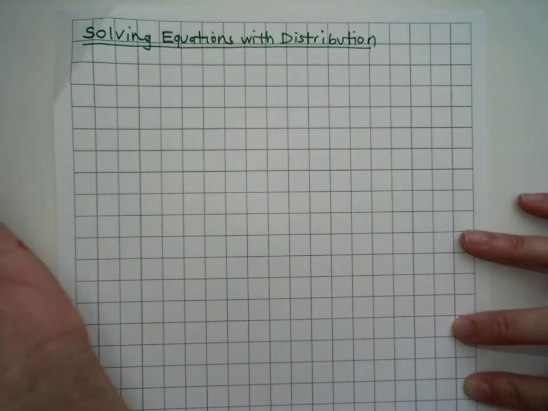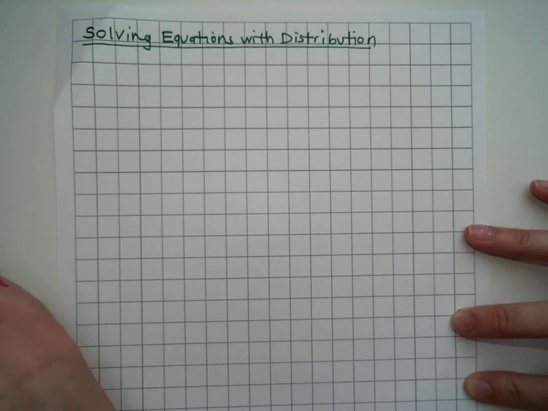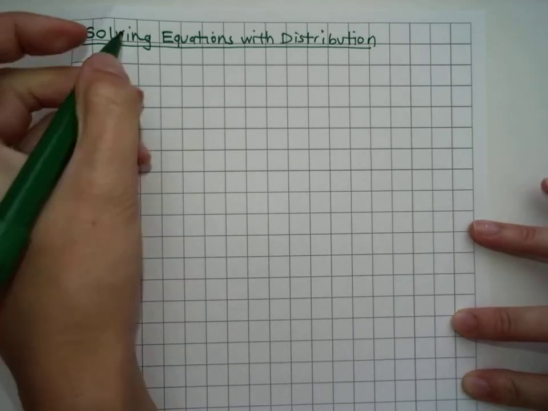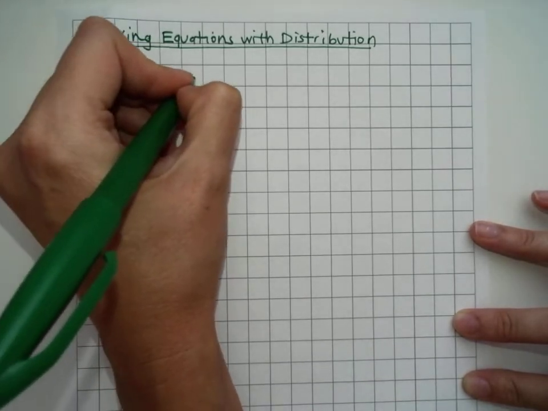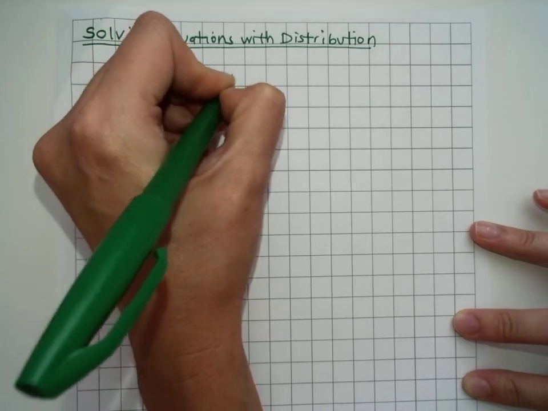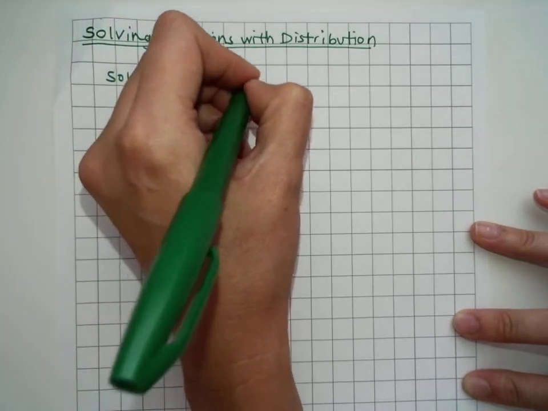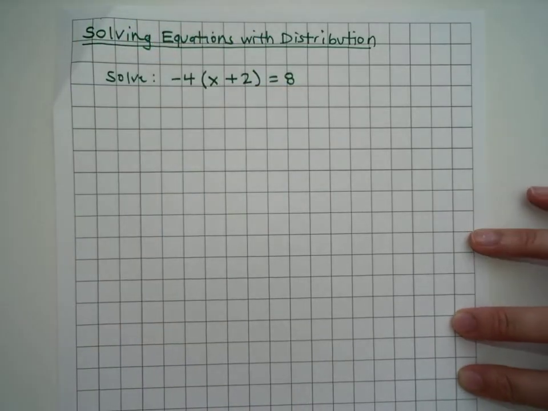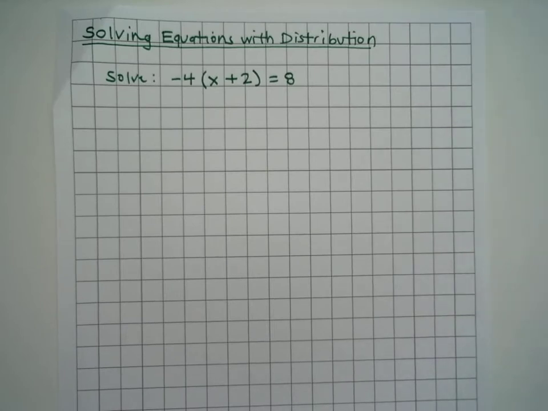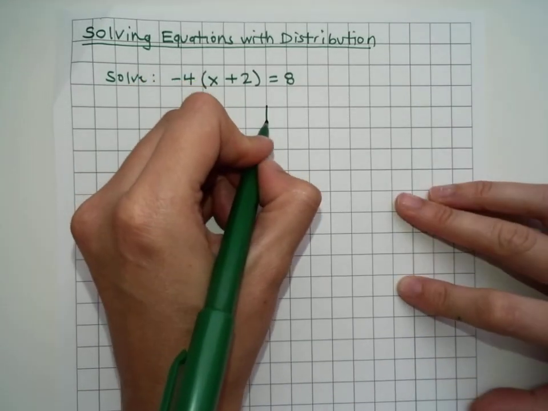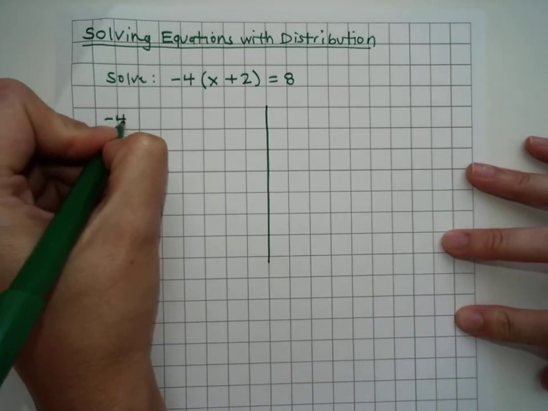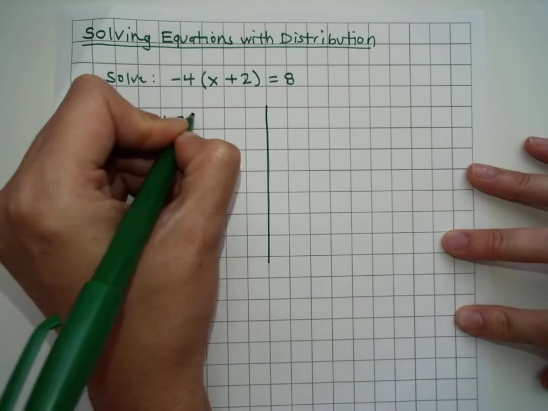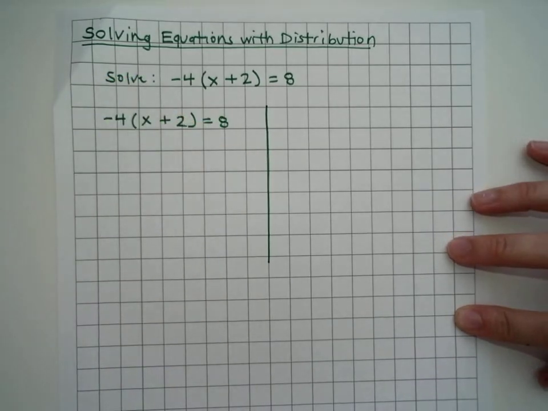So make sure to be copying your notes in your notes packet for solving equations with distribution. We are going to be solving problems like -4 times (x plus 2) equals 8. Let's copy down our problem, and then we'll go step by step how to solve it.